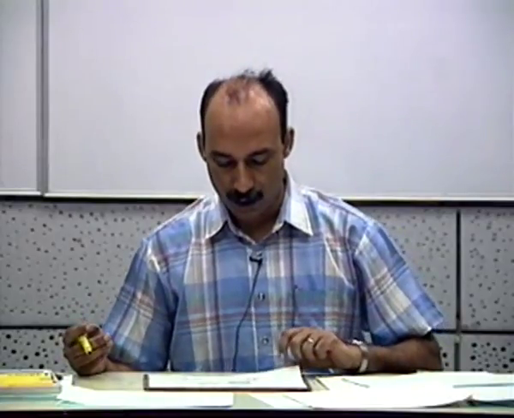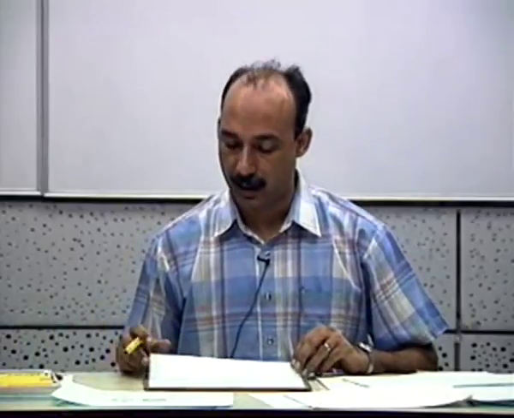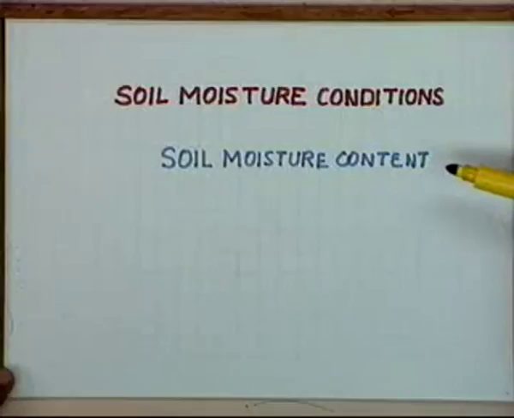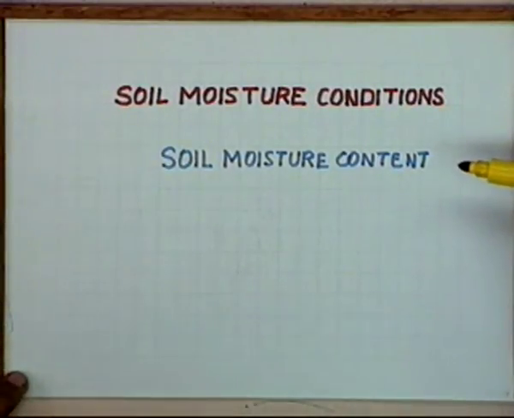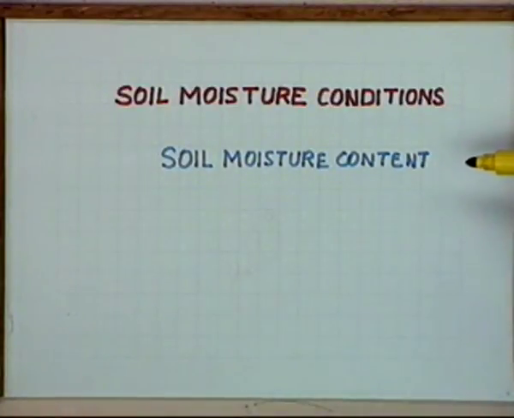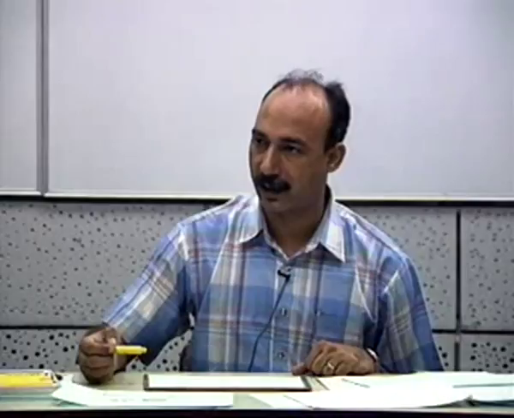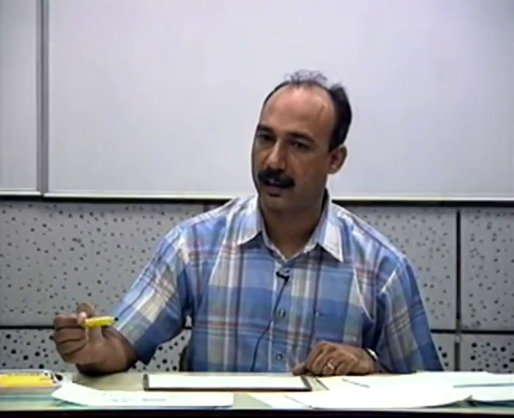Now, the soil moisture content can be evaluated at any time, and is quite a useful thing to define some of the properties of the soil. So in literature you will find that there are some soil moisture conditions which have been characterized, defined in terms of the soil moisture content, which signify the various levels of soil moisture availability, and those definitions we'll look at.